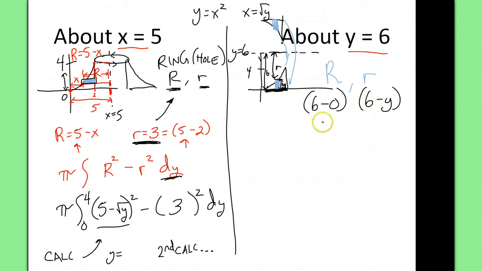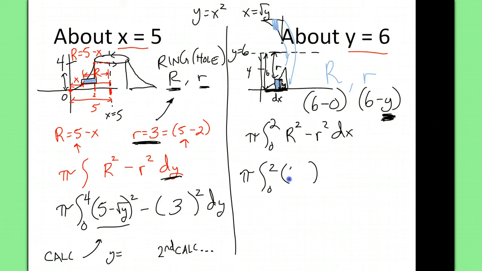Now, I think you have caught on, hopefully, that this is a dx idea, because this guy is faced vertically, so it has a width of it that's x. And so my integral is going to be in terms of x's. So from 0 to 2 of outer radius squared minus inner radius squared dx, meaning I can't have y here. So I'm going to have to rewrite that. So integral from 0 to 2 of outer radius squared, 6 minus 0, minus inner radius squared, 6 minus, I can't write y, but y equals x squared. Plug it in, and you got it.